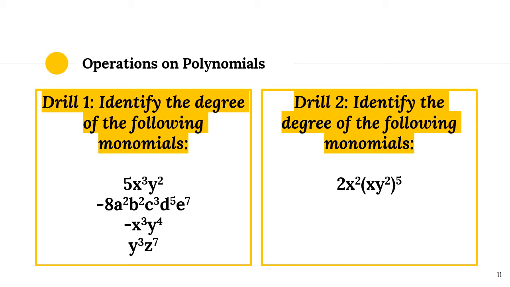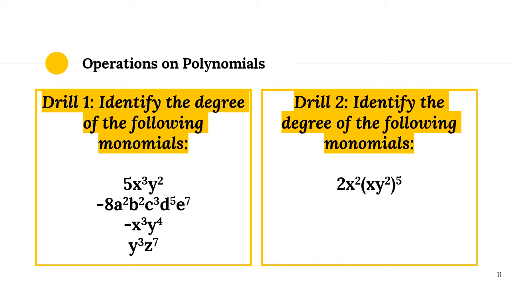So we have 2x squared multiplied with the quantity x y squared to the fifth. In order to decide the degree of this, you need to simplify this first using the skills or concepts that we talked about in the previous lessons. So simplifying, first the one inside the parenthesis. We're going to distribute the exponent outside the parenthesis, that's 5, by multiplying it to the individual exponents of the variables inside the parenthesis.